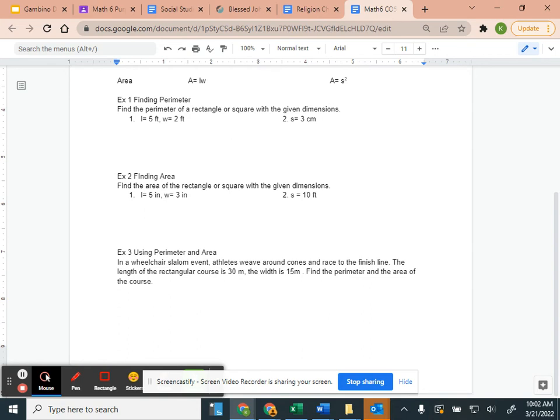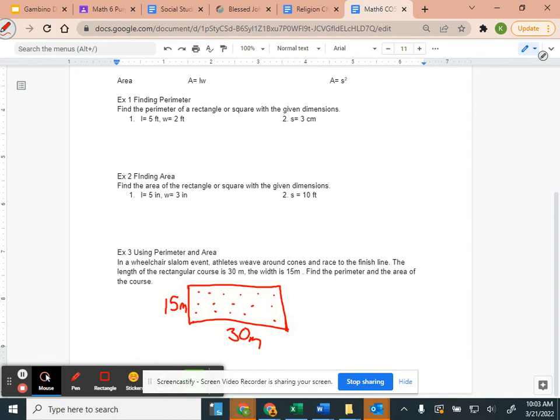So here's a real life example. In a wheelchair slalom event, athletes weave around cones and race to the finish line. The length of the rectangular course is 30 meters. The width is 15 meters. So we have our course. Our length is 30 meters. Our width is 15 meters. And they've got cones on the inside that they are weaving around to get to the finish line. Find the perimeter and the area of the course.